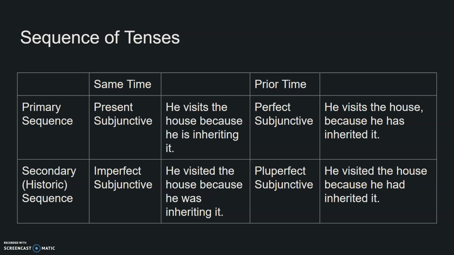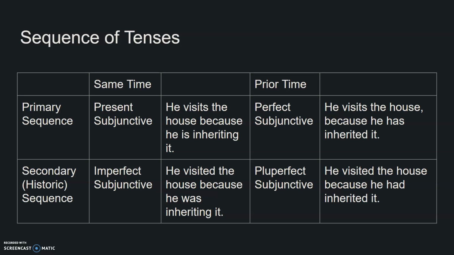Alright, so primary sequence, same time, he visits the house because he is inheriting it. Both actions occur in the present. Secondary sequence, same time, he visited the house because he was inheriting it. We move to the past, and both actions once again are occurring at exactly the same time. If we move into prior time, it gets just a little bit more complicated. So primary sequence, the action has to occur in the present, but the subordinate clause occurs in the past. So he visits the house because he has inherited it.